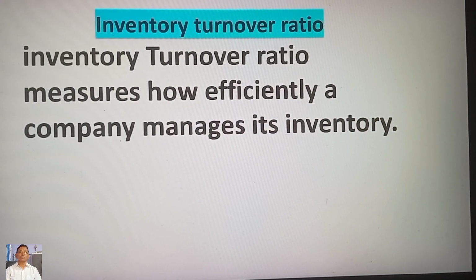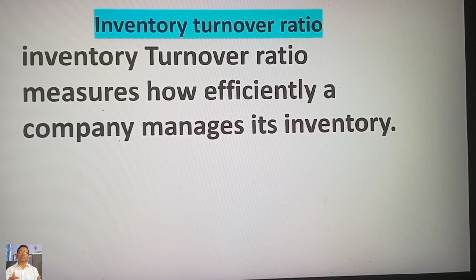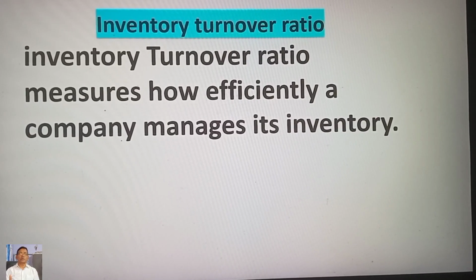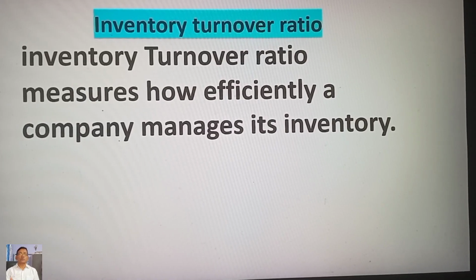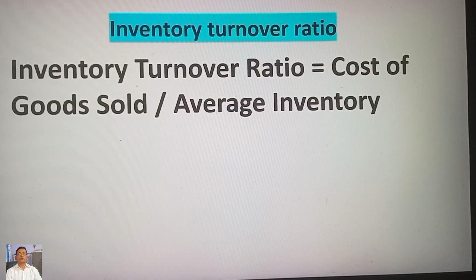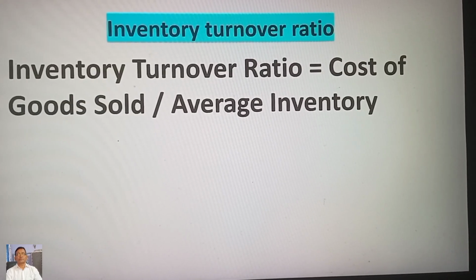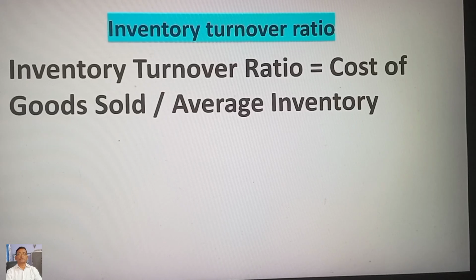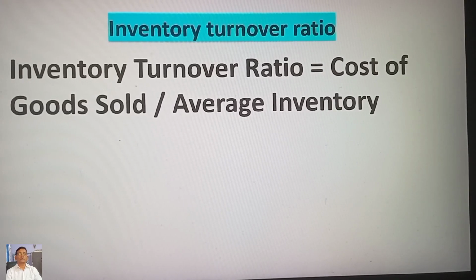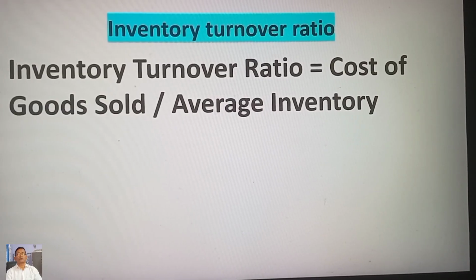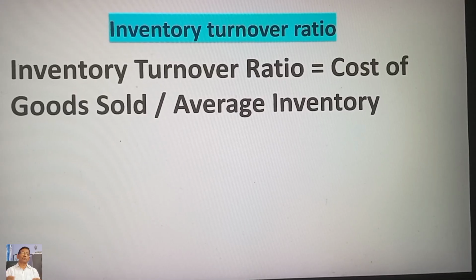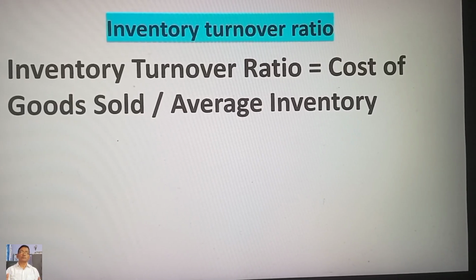Inventory turnover ratio measures how efficiently a company manages its inventory. It is calculated by dividing the cost of goods sold by the average inventory value. So, inventory turnover ratio is equal to cost of goods sold divided by average inventory. The average inventory can be obtained from beginning and ending balance sheets of that period. The cost of goods sold can be found on the income statement.